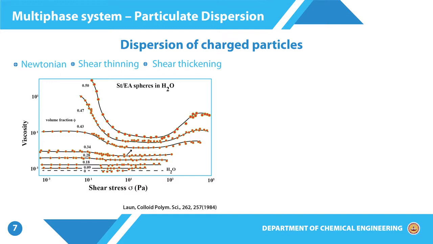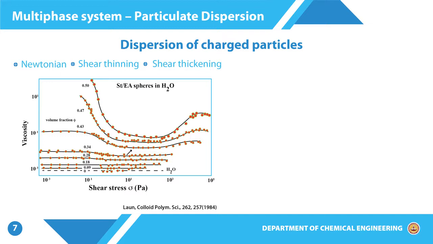And in a small number of cases it is possible that shear thickening may be observed, and this system of styrene and ethyl acrylate is one such system where shear thickening is also observed, though largely speaking most of the materials that belong to this class may show a yield stress and shear thinning behavior.